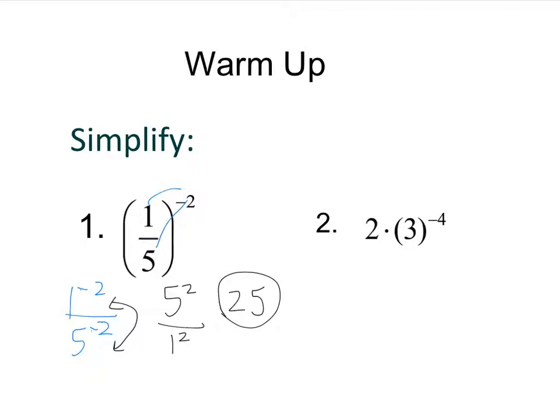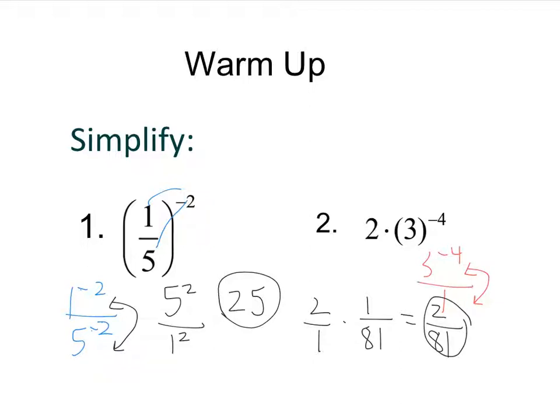Number 2, 2 times 3 to the negative fourth. Now I need to first simplify 3 to the negative fourth. So 3 to the negative fourth over 1 needs to be simplified. I can't have a negative exponent, so I need to flip those. So what I have is 2 over 1 times 1 over 3 to the fourth, and 3 to the fourth is 81. So I get 2 times 1, which is 2, over 1 times 81, which is 81. So my answer here would be 2 over 81.